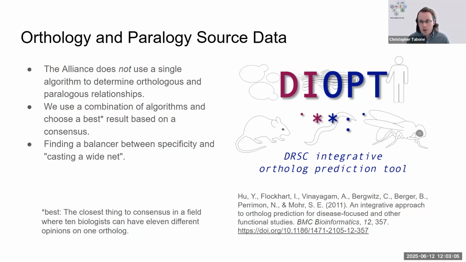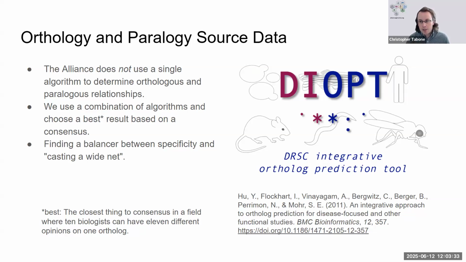And DIOPT works by using a combination of algorithms from various sources, and then the recommended orthologs or the recommended paralogs are a count of those algorithms. So if a certain number of algorithms call a certain result, then that becomes the higher result, and the less a result is called by a group of algorithms, the lower it falls down our recommendation on the table. So we'll see a picture of that, what it looks like in a minute or so.